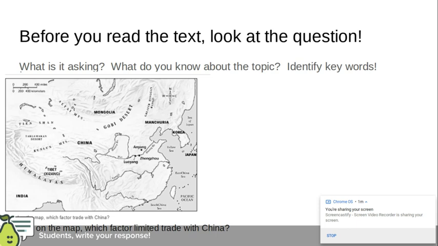So before you read the text, look at the question. Don't be tempted. Just think about what the question is asking you, what you already know about the topic, and then identify keywords.